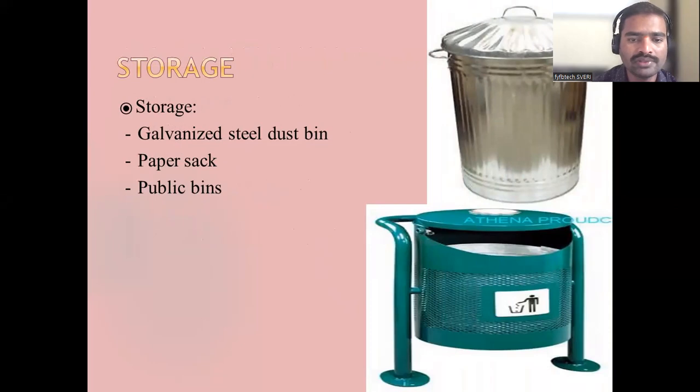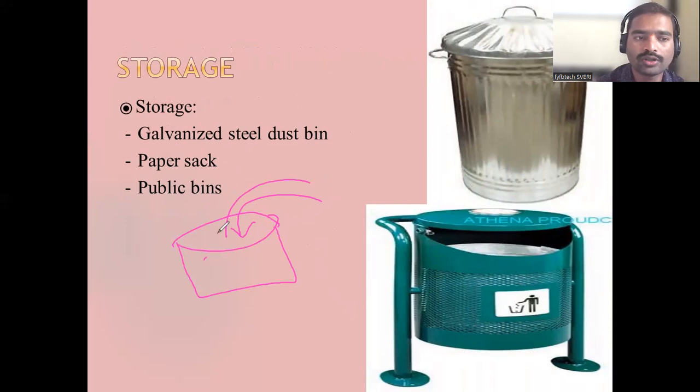So what are public bins? In each and every corner of the street, there will be some dump yard, where you put all your kitchen waste. This is called your public bins. This is a galvanized steel bin. This is a paper sack. So first you have to store whatever waste there is in a particular storage.